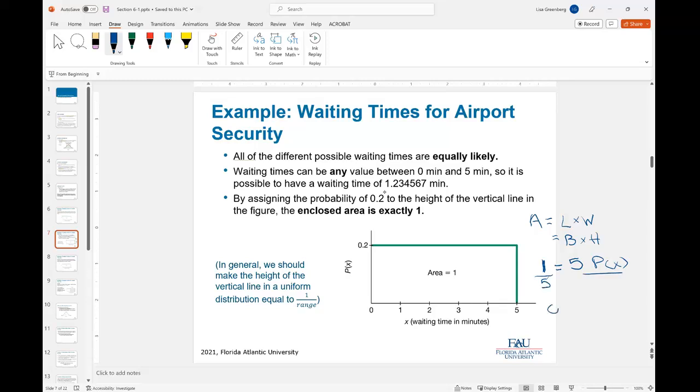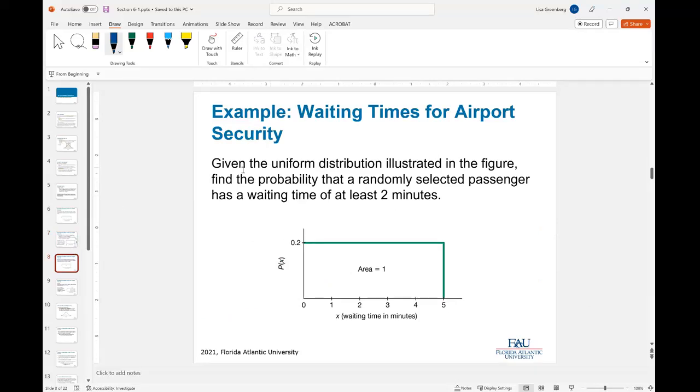1/5 is the same as 0.2 equals the probability of any event happening. Okay, so that's how we get that value. And basically it says that kind of right in here. We say, in general, we should make the height of the vertical line, or the probability, in a uniform distribution equal 1 over the range. And what we're saying is the range is 1, 0 to 5, which is 5 minus 0 is 5.